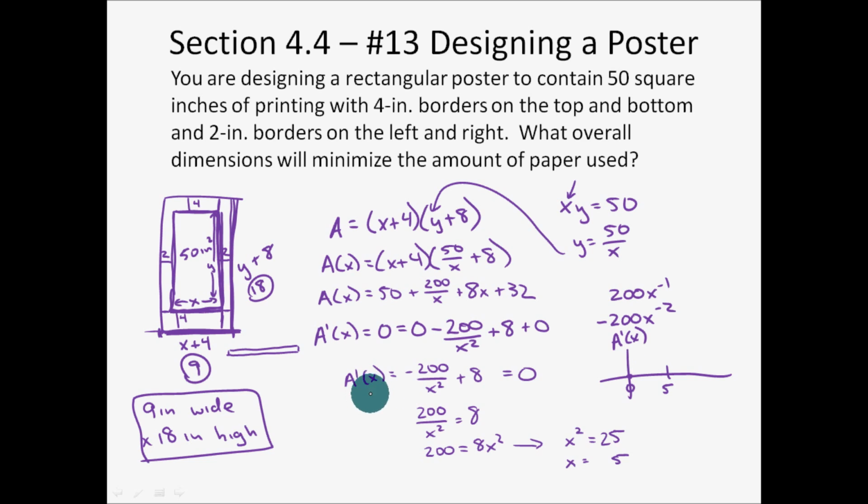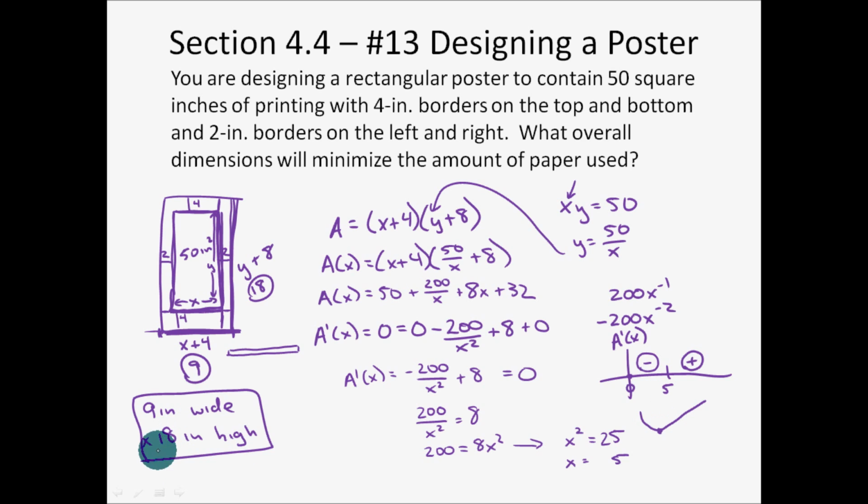So we're going to plug this into A prime, and if I plug in 1, I'm going to have negative 200 over 1. So negative 200 plus 8, that's going to be a negative value, right? Remember when you're doing a sign chart, you just care about negative or positive. Now let's try a value bigger than 5. Let's try 10. Negative 200 over 10 squared, so negative 200 over 100, so that's negative 2. Negative 2 plus 8 gives us positive 6, or positive is all we really care about. Since the first derivative goes from negative to positive, we know that our area goes from decreasing to increasing. So we know that this critical point is indeed a minimum.